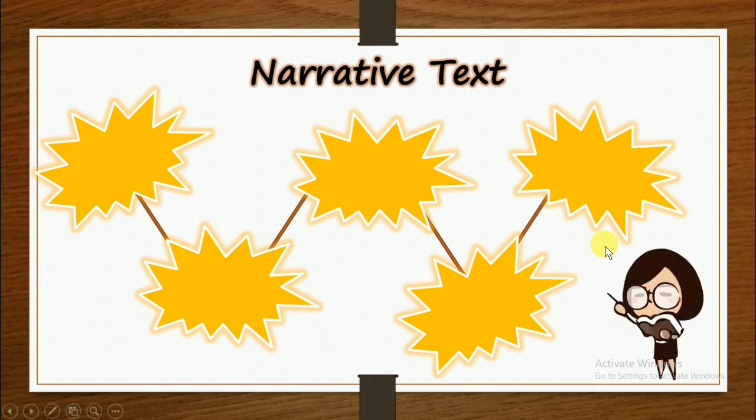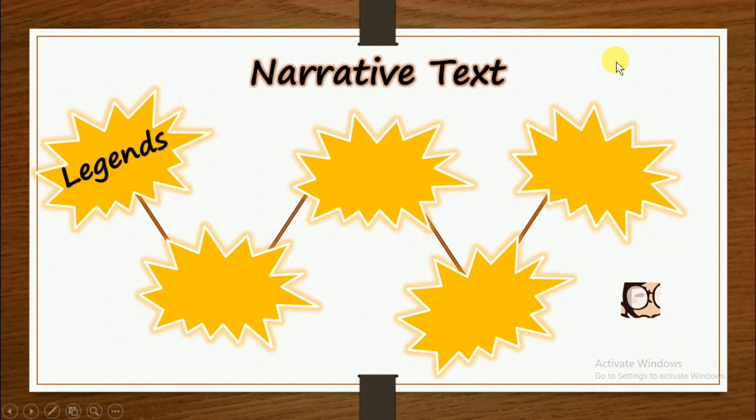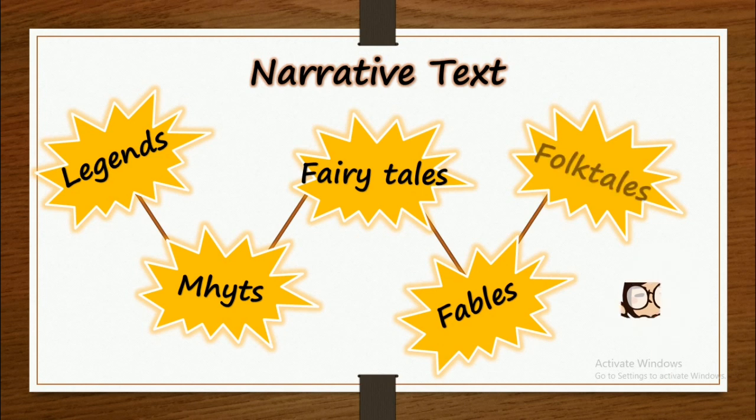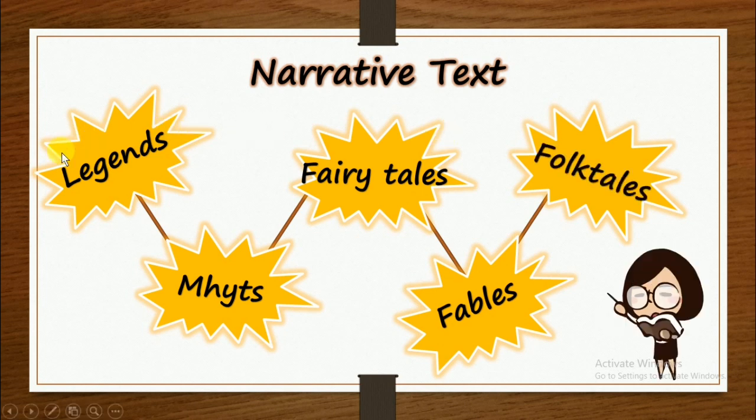Oke, narrative text ada beberapa ya, contohnya itu legends, myths, fairy tales, fables, and folk tales. Jadi ini legenda, mitos, dongeng, fable, yaitu menceritakan kehidupan hewan yang berperilaku menyerupai manusia. Jadi contohnya seperti si kancil, dan folk tale atau cerita rakyat.